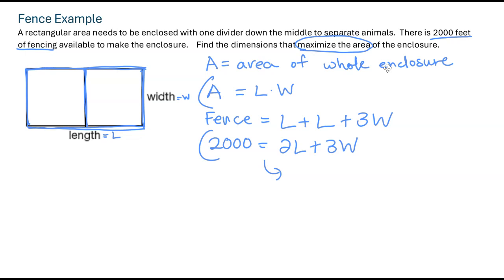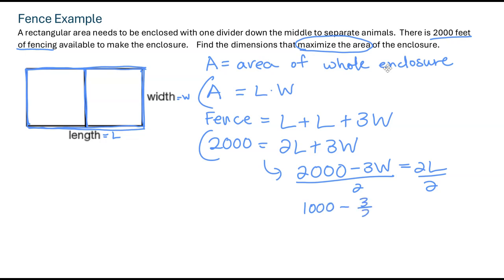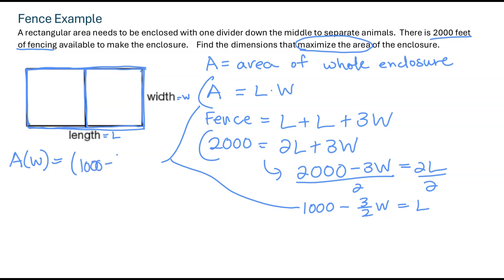So I think I will solve for L, and that means subtract 3W, and then divide everything by 2. So that means 1,000 minus 3/2 W equals L. Now I can put these together and say that area, which I made a function of only W, is equal to (1,000 minus 3/2 W) times W. And that is my formula.